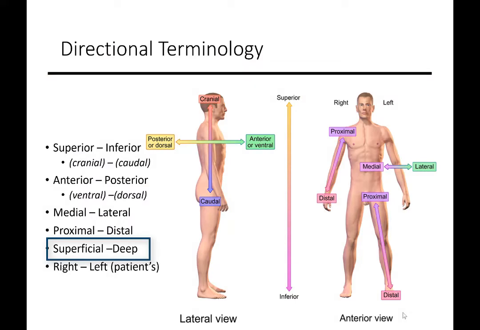Then there is superficial and deep. If I were to ask you to use these directional terms in a sentence, you wouldn't say the cut is deep. That would be wrong. You can say the heart is deep to the ribs. You can say the sternum is superficial to the heart. You could say the belly button is superficial to the intestines. Again, the term is referencing one location with regard to another location. And finally, always make sure you utilize right and left, but it is the patient's right and left.